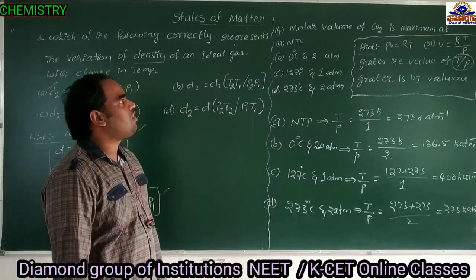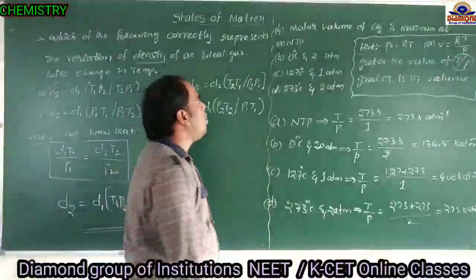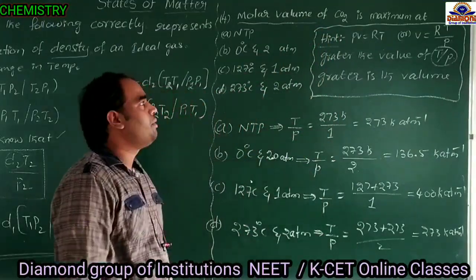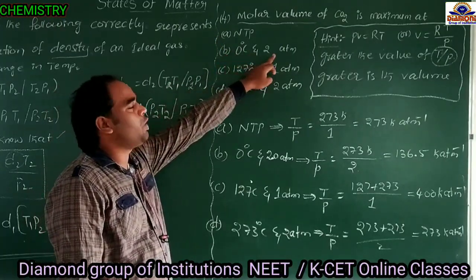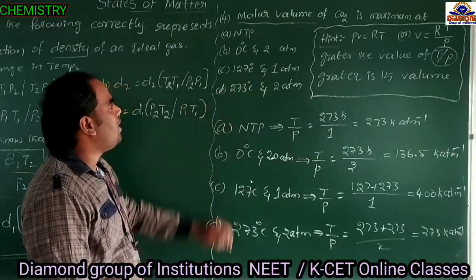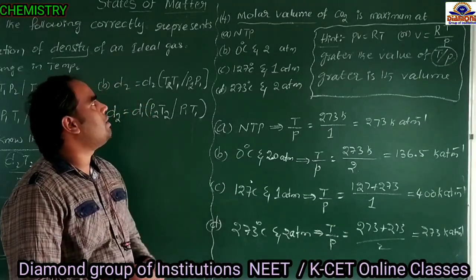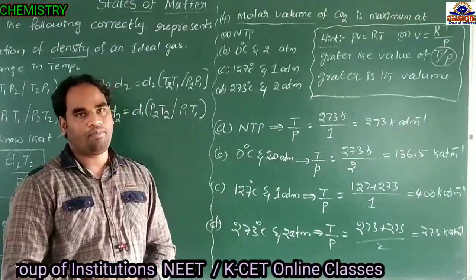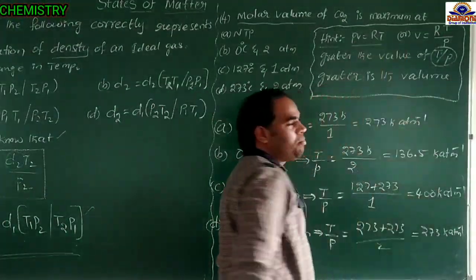Molar volume of carbon dioxide CO2 is maximum at what? So molar volume of carbon dioxide is maximum at what? Option A NTP, option B 0 degrees and 2.0 atmospheres, option C 127 degrees and 1 atmosphere, option D 273 degrees and 2 atmosphere. So in which condition, in these four, is molar volume of carbon dioxide maximum? That is the question. So here PV equal to RT. So this is the equation, PV equal to RT.